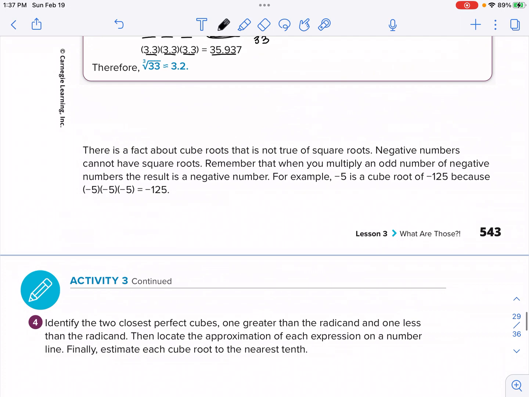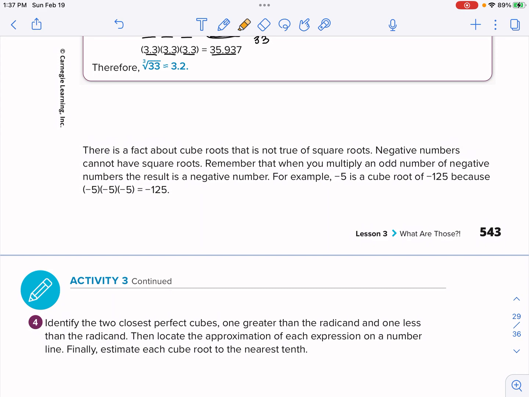All right, looking at the bottom of page 534, it says there's a fact about cubes that is not true for square roots. If you remember, when we have a negative square, there's no way it can equal a whole number or just an irrational number. It just doesn't compute. When you put that into your calculator, if you remember from last time, it said error, but it is possible to have a negative for a cube root.